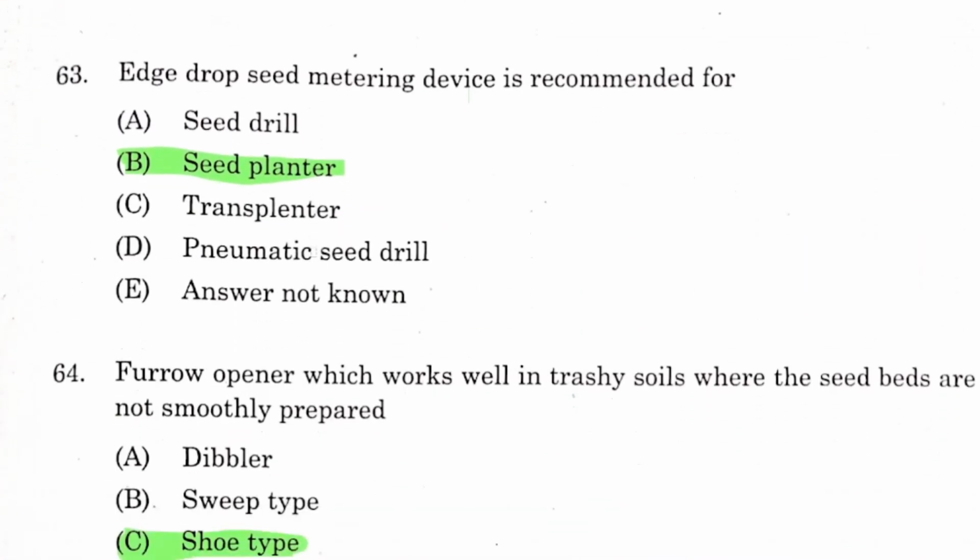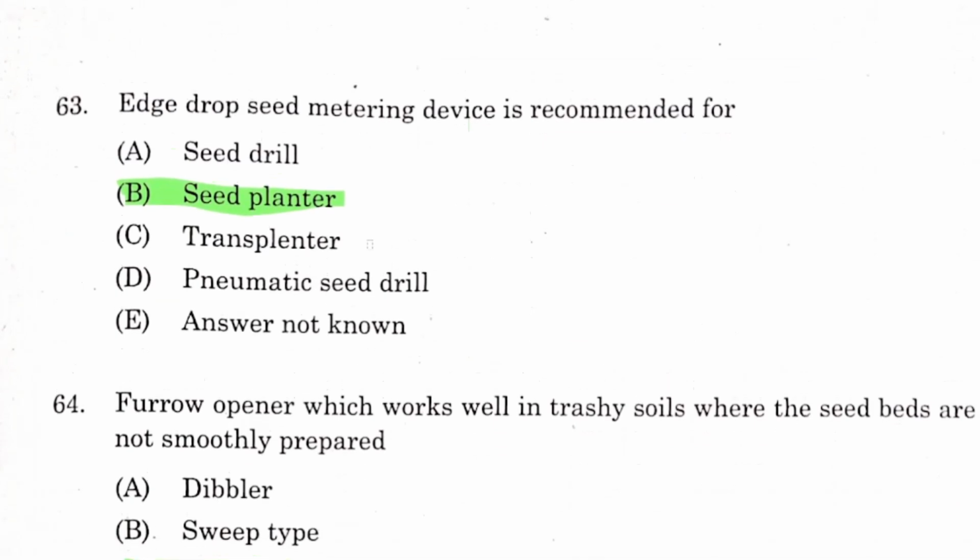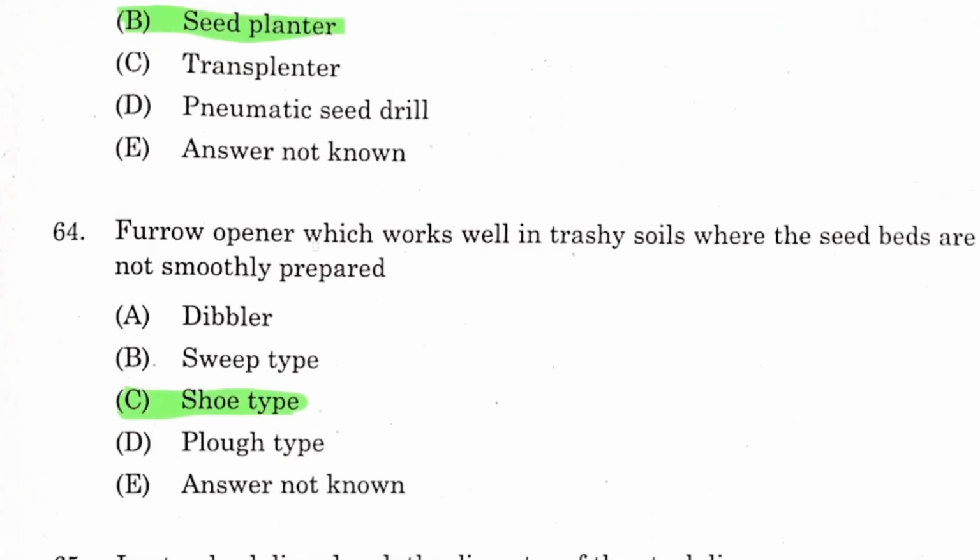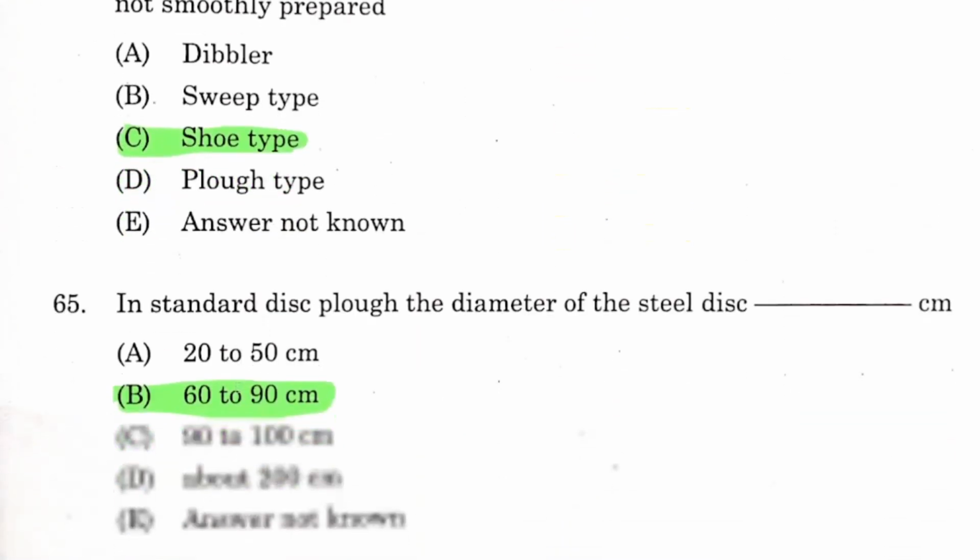Next one, question number 63. Which seed metering device is recommended for a speed planter? Option B is correct here. Next one is question number 64. The furrow opener which works well in trashy soils, where the seed beds are not smoothly prepared, is the shoe type.